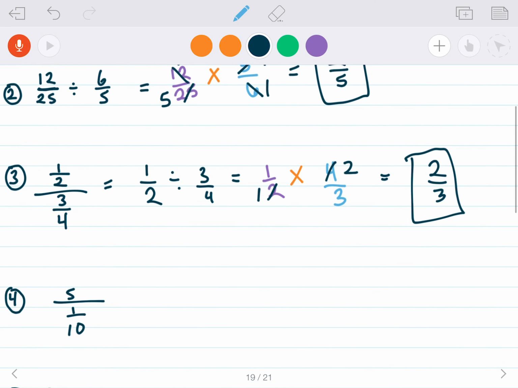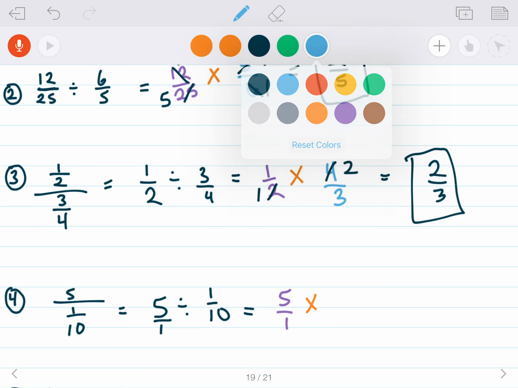All right, let's do the next one. We have 5 divided by 1/10. So I'm going to change this to look more familiar. I have 5, and I'm dividing it. That's this big fraction bar. I'm dividing it by 1/10. Now keep in mind, 5 is the same thing as 5/1, so I can write that like this. And I want to do keep, change, flip. So keep the first, change division to multiplication, and flip the second.